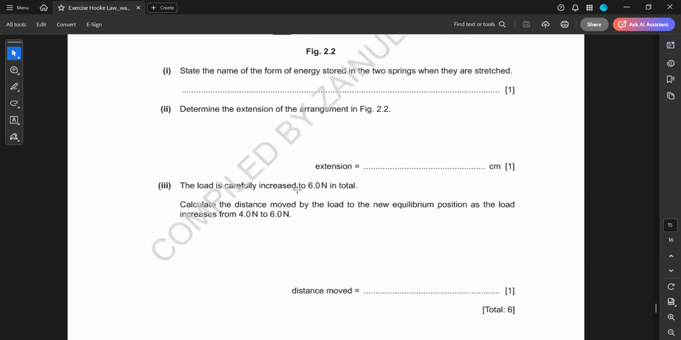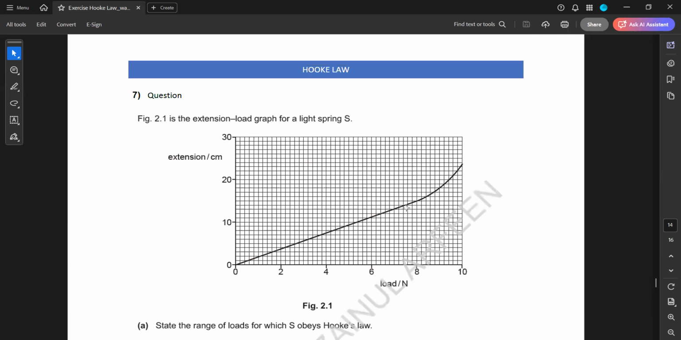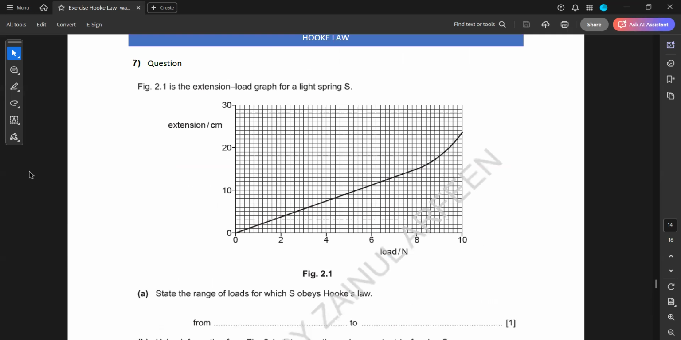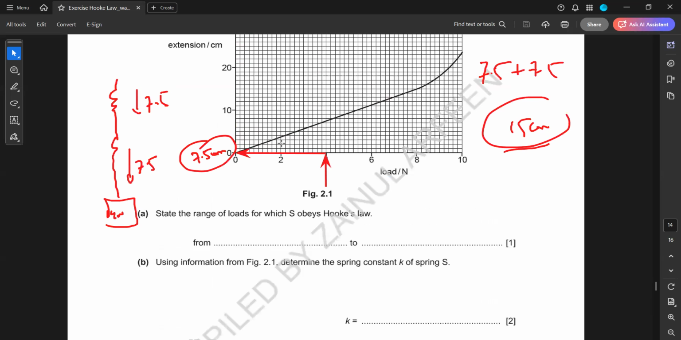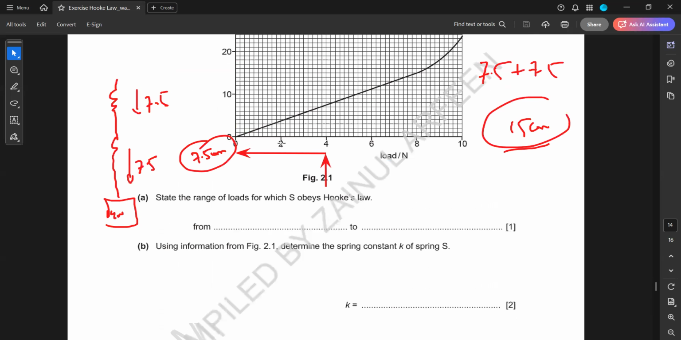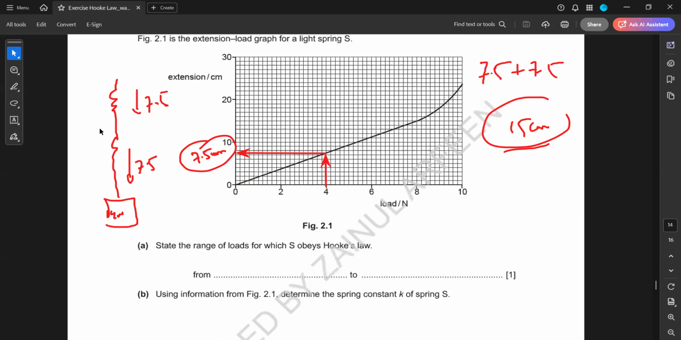And then the load is carefully increased to 6 newtons. Calculate the distance moved when the load increased from 4 newtons to 6 newtons. Look, when it was 4 newtons, the extension was 7.5 and the total extension was 15. Now, the load is 6 newtons. When the load is 6 newtons, how much is the extension? It is 11. That's 11 centimeters for one. For two, how much? 11 plus 11, so the total will be 22 centimeters.